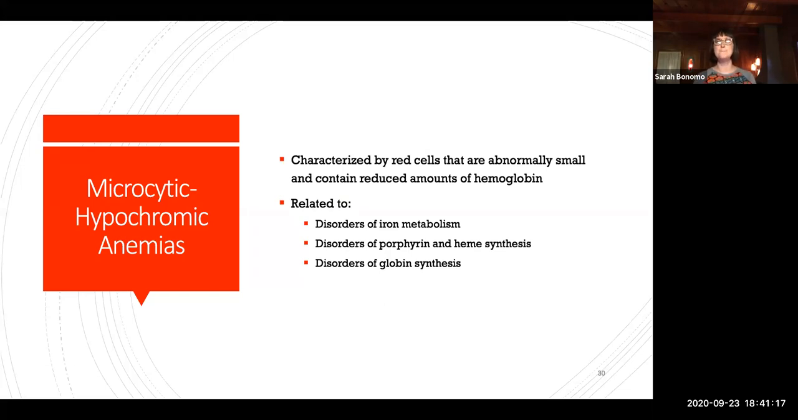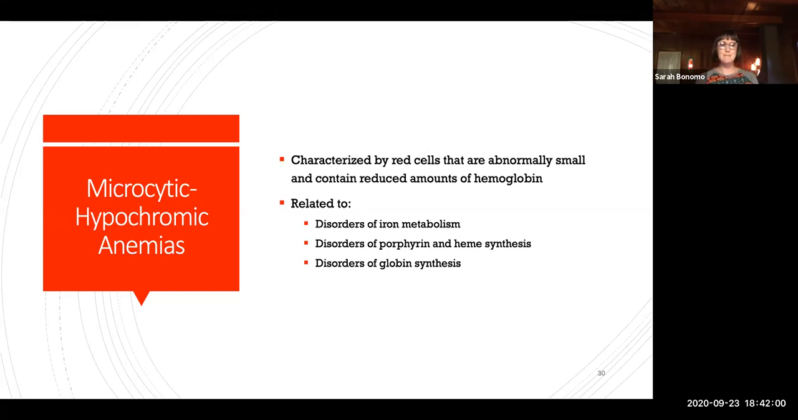Now we're going to move on to microcytic hypochromic anemias. So micro meaning small size, cytic is size, right? And then hypochromic, meaning hypo is low, right? Low or slow. So we have a low hemoglobin content with these anemias. So these are really small red cells that have reduced amounts of hemoglobin, and it's usually related to problems with iron metabolism, can be disorders of porphyrin or heme synthesis and globin synthesis, and we'll talk about that in more detail.